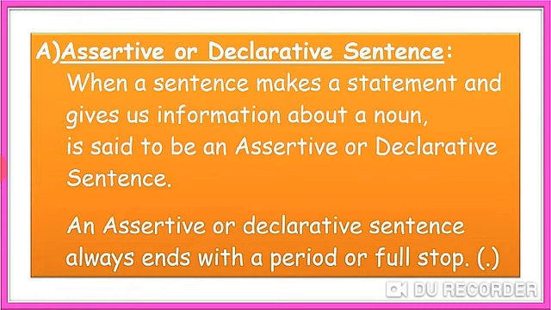Assertive sentence. An assertive sentence is also called a declarative sentence. So, when a sentence makes a statement and gives us information about a noun, it is said to be an assertive or a declarative sentence. This means that any sentence that is giving us some information or telling us something, declaring us something, will be called an assertive or declarative sentence. Now, an assertive or declarative sentence always ends with a period or full stop.